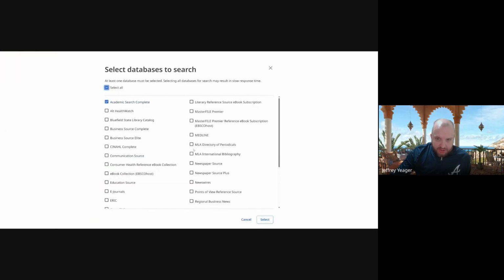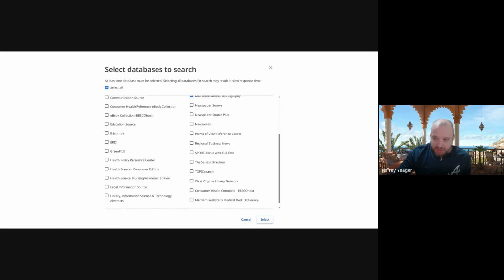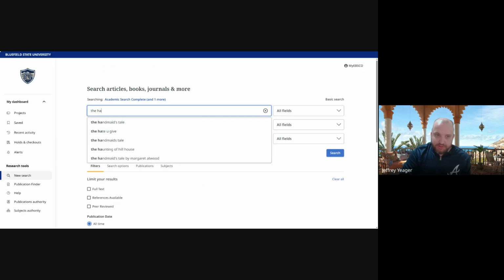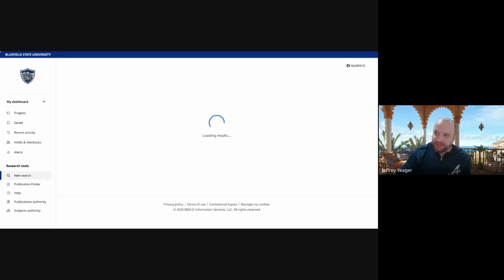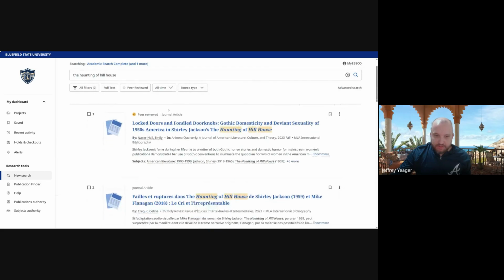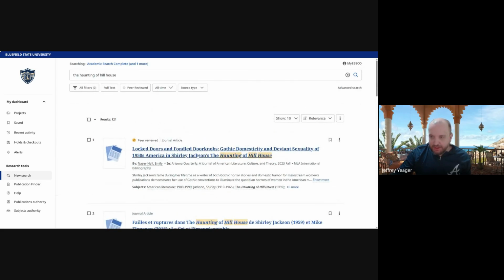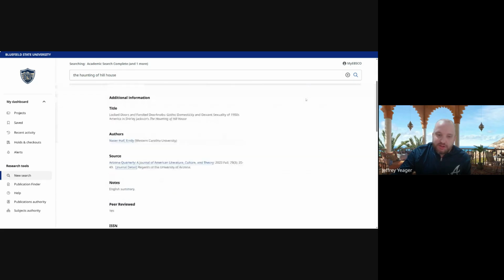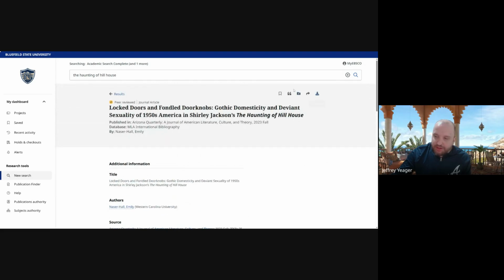But I'm going to click here, search the MLA bibliography. And then let's say that I want to find a source on The Haunting of Hill House. Let's say this very first one really strikes your fancy. Locked Doors and Fondled Doorknobs: Gothic Domesticity and Deviant Sexuality of 1950s America, and Shirley Jackson's The Haunting of Hill House. The problem is, with this one, when you click download, you can't read it right away.